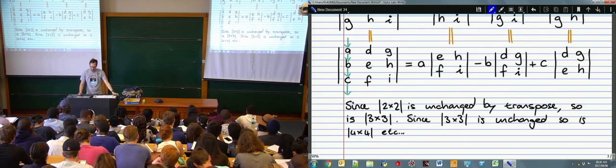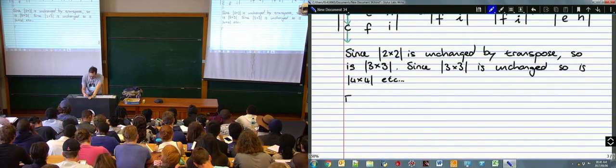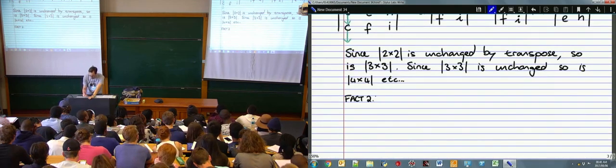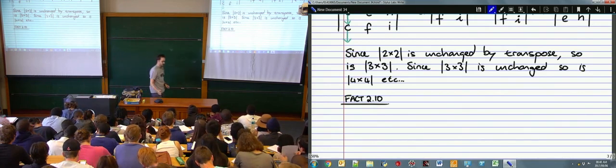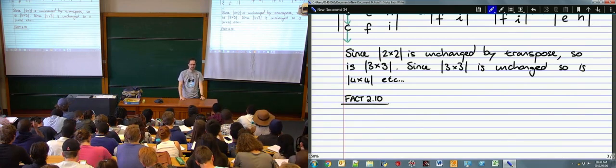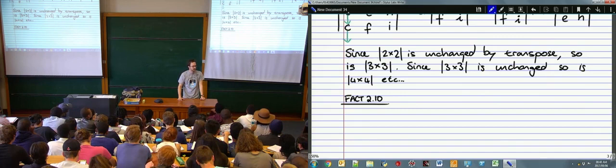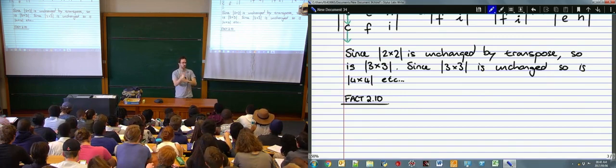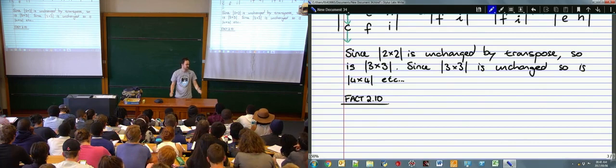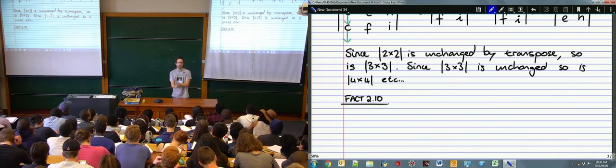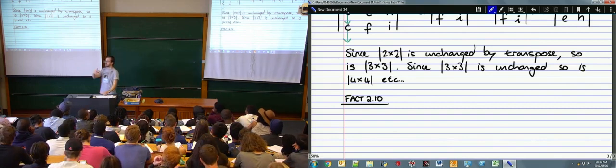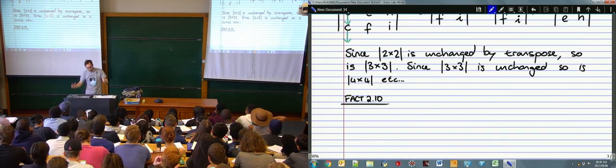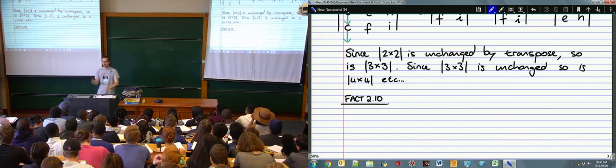As a consequence of this, and we'll call this fact 2.10, everything we've learned over the last couple of days about rows of matrices is also true for columns of matrices. So, for example, if you swap two rows of a matrix, the value of the determinant changes by a factor of minus 1. Well, if you swap two columns of a matrix, the value of the determinant changes by a factor of minus 1. We know that if you've got two identical rows in a matrix, then the determinant is 0. Well, if you've got two identical columns in a matrix, the determinant is 0. So everything that we've learned for rows is also true for columns.